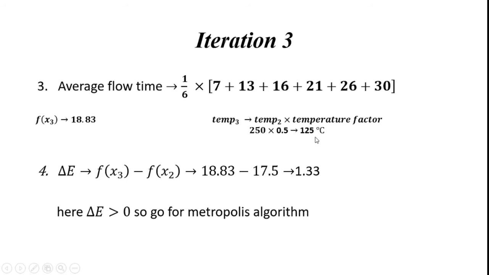Now again I identify the energy value with respect to iteration 3. So delta E is equal to f of x3, what I identified with this third iteration, minus the previous iteration function value f of x2. I subtract both, and I got 1.33. Here delta E is greater than 0, so the general thing is I go to the Metropolis algorithm.